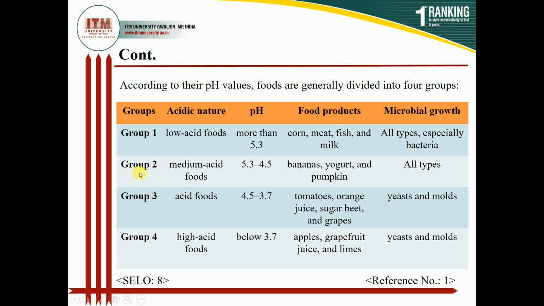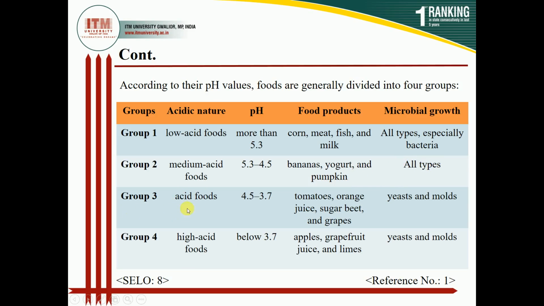In the same way, group 2 is the medium acid foods, and the pH of medium acid food is 5.3 to 4.5. These are products such as banana, yogurt and pumpkin that have a pH around 5.3 to 4.5. In these food products all types of microorganisms can grow and spoil them.